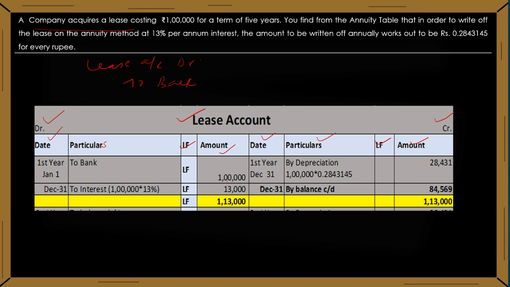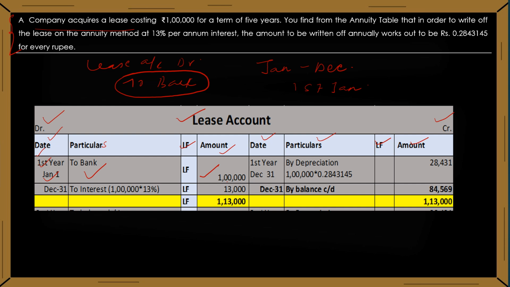We are doing lease account. In the journal entry, opposite of lease account is bank. In the journal entry, we have credited bank. So in the ledger, we are going to debit bank to bank rupees 1 lakh. Under the date column, we have taken it as first year January 1. I'll explain you why. In the question, they have not mentioned anything about year or month or date. So we assume that the financial year is from Jan to December and we have bought the machinery on 1st January. That is why we have taken it as first year January 1.